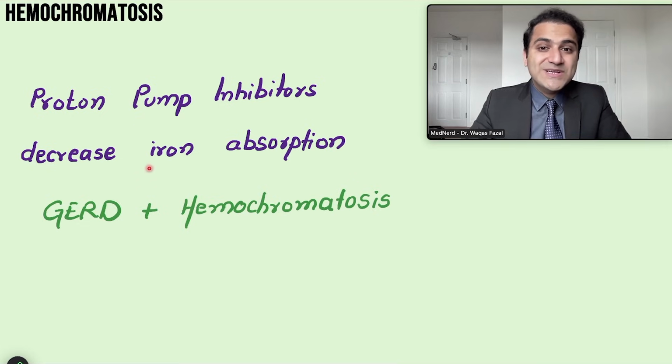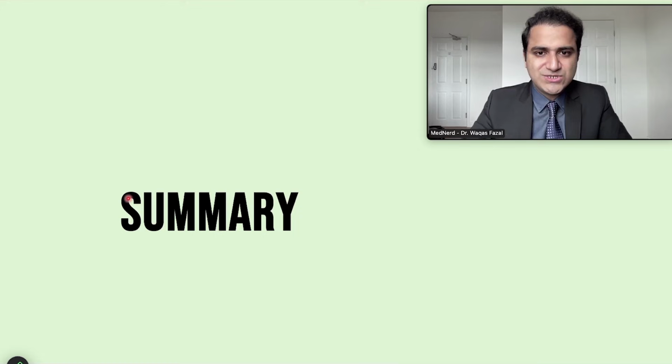PPI has been shown to decrease iron absorption. So if a patient has GERD and also has hemochromatosis, it's a good idea to start proton pump inhibitors in these patients. If the patient does not have GERD but has hemochromatosis, then you should not start PPI just for the sake of decreasing the iron absorption. Only if both of these are present, then you start PPIs in these patients.